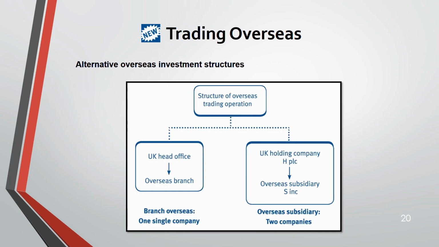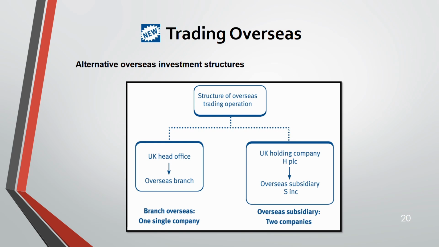Now, alternative overseas investment structure. One, you are having a UK head office with an overseas branch. Remember, this falls under a single company. You are just having a branch overseas. It's just an extension of the UK head office. Next, on the right hand side, the right box, UK holding company HPLC has an overseas subsidiary S Inc. There are two separate companies.